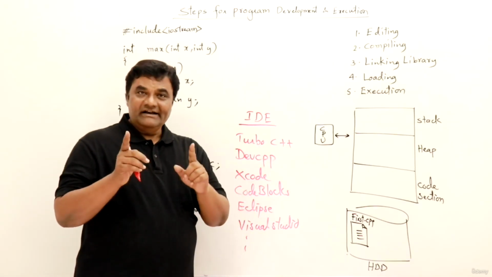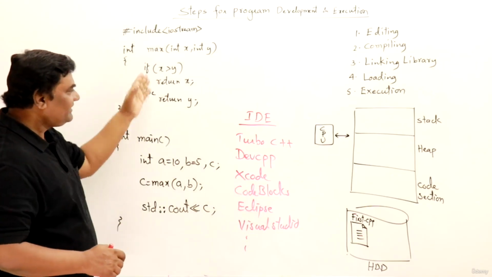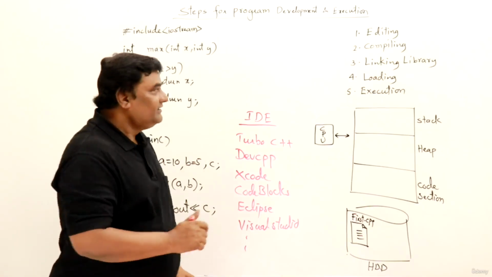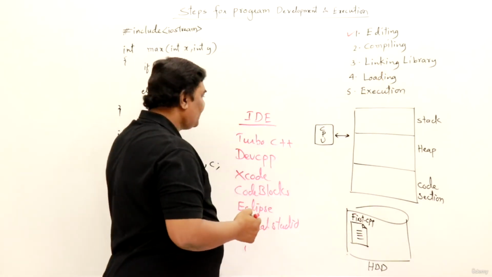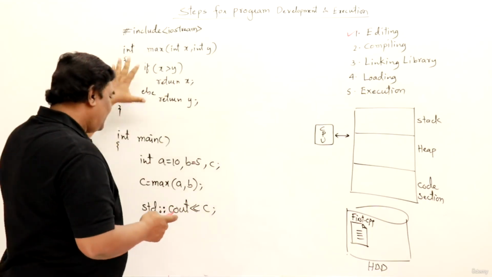In that IDE, we write the program. An example program I have already taken here. Suppose I have written the program. So editing is over. We have finished with editing. Now next, compiling. I'll remove this. The next step is compiling.